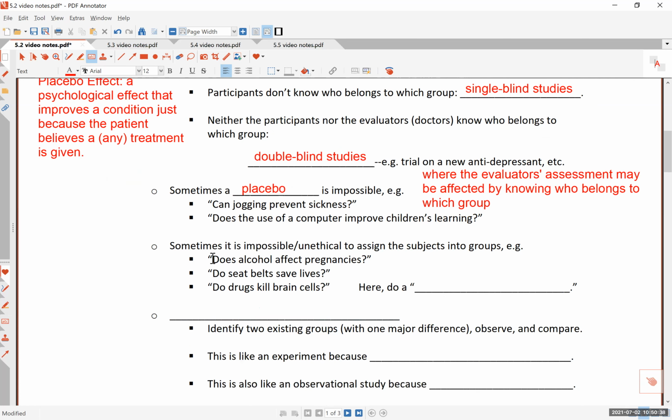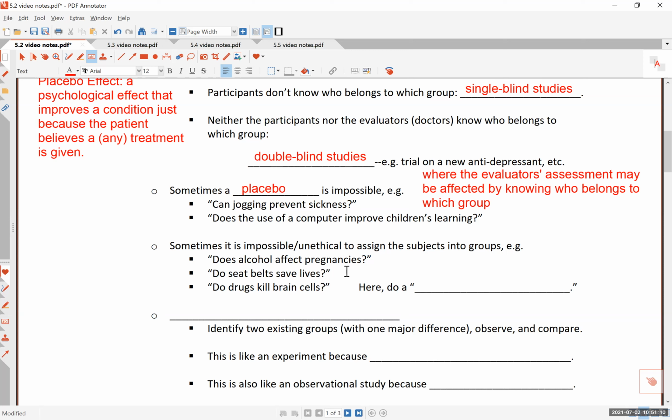Here are some examples. Let's say you want to study, does alcohol affect pregnancies? Well, you are going to put 50 pregnant women into the group that does not drink alcohol. That may be okay, but then you make sure that the 50 in the treatment group are going to drink alcohol when they are pregnant. Okay, so you can't make these people drink alcohol when they are pregnant. That would be unethical.